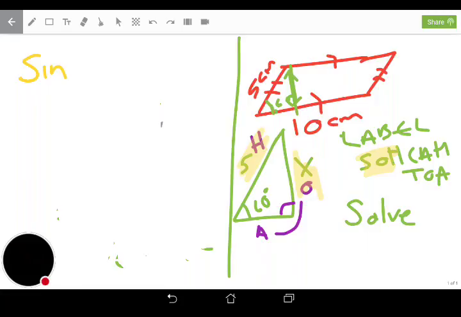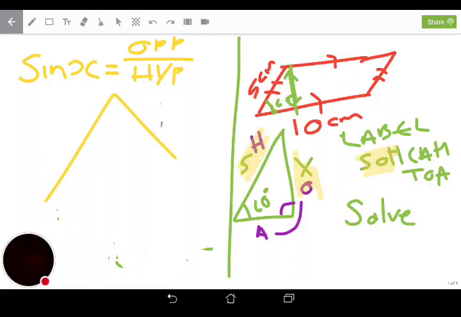So it's telling us that sine x is equal to opposite divided by hypotenuse. So what I'm going to do is draw a trig triangle. Okay, this might be a new concept for some people. For any of my students, you've seen me use this dozens and dozens of times.